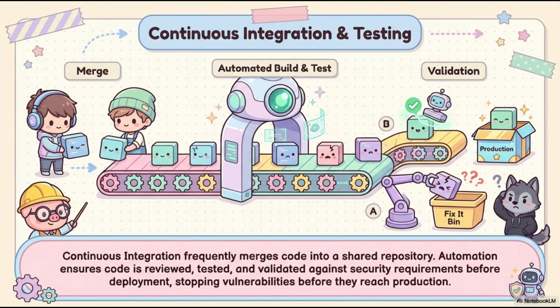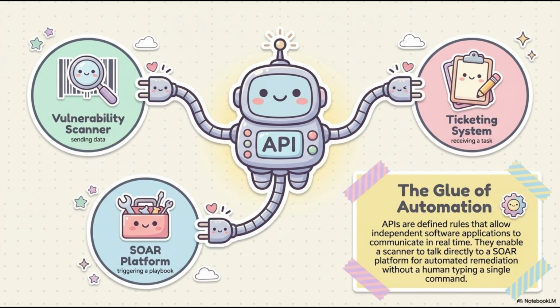Automation ensures that code is reviewed, tested, and validated against security requirements before deployment. This reduces the likelihood that vulnerabilities are introduced into production systems. Integrations and application programming interfaces, known as APIs, are also central to automation. An API is a set of defined rules that allows one software application to communicate with another.